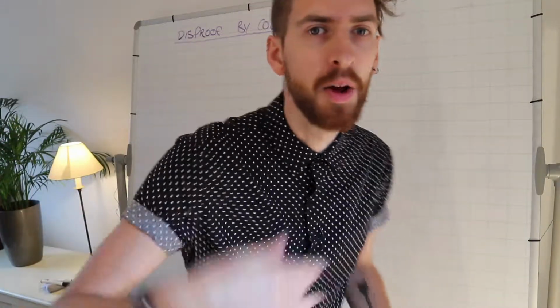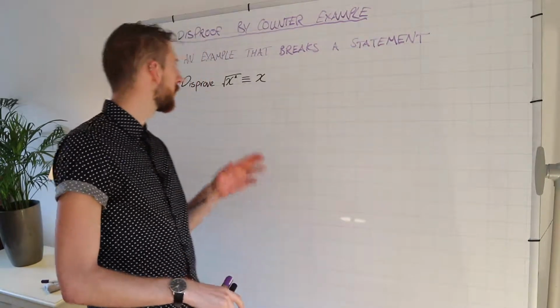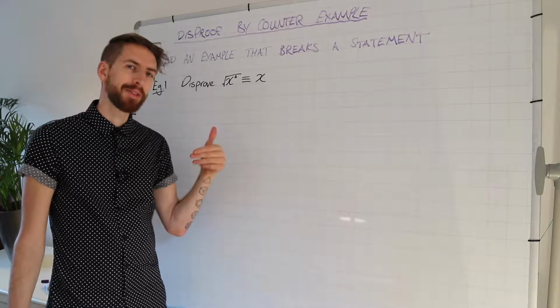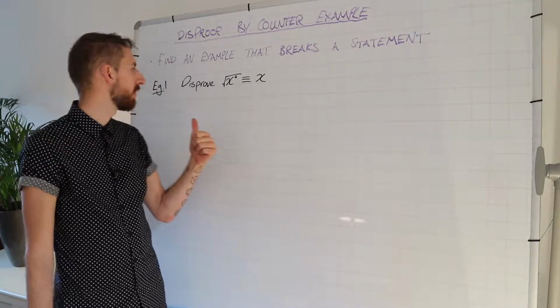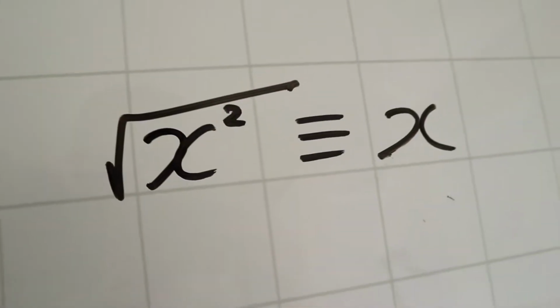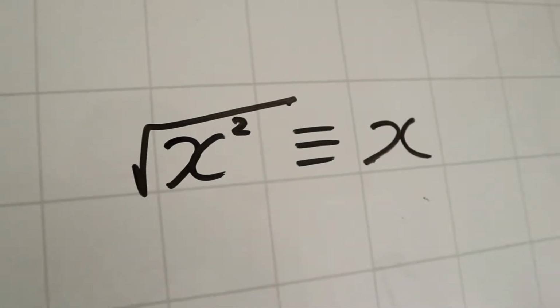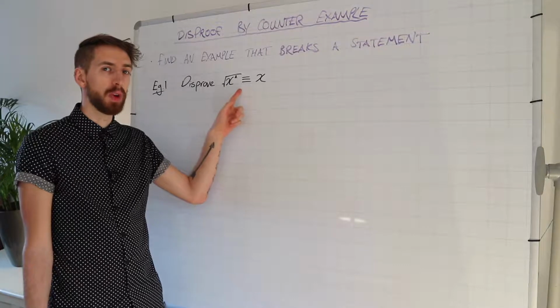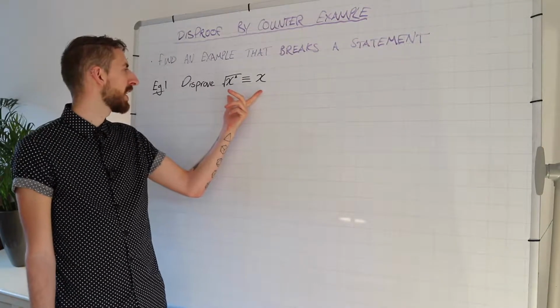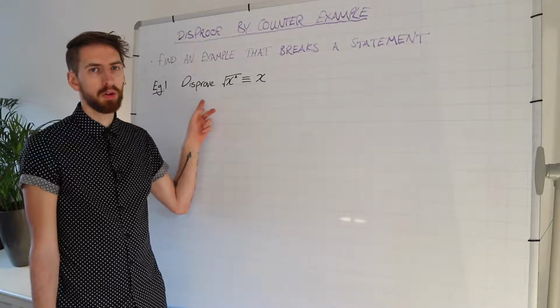Okay, let's do that. Alright then, so we've got this little sentence here: find an example that breaks a statement. And now I've got this example question here for us. Disprove the square root of x squared is equivalent to x. Now that's saying that it's always equal to x. So this is like our mathematical statement here, and our question is to disprove it.